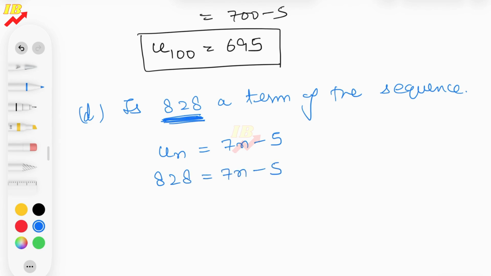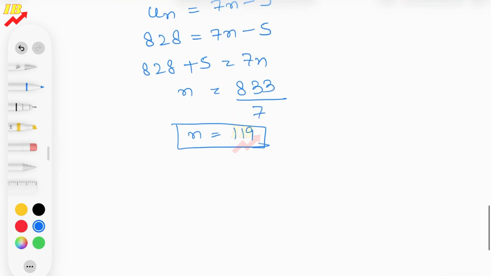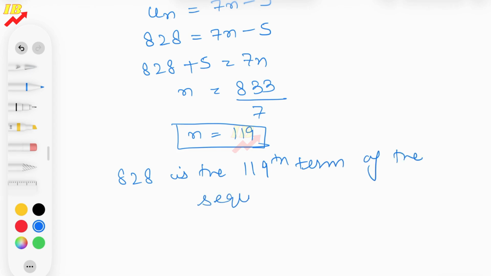So it's 828 plus 5 equals 7n. So n will come out to be 833 divided by 7. If you divide it, that will give you 119. That means 828 is the 119th term of the sequence. Do you understand what that means?